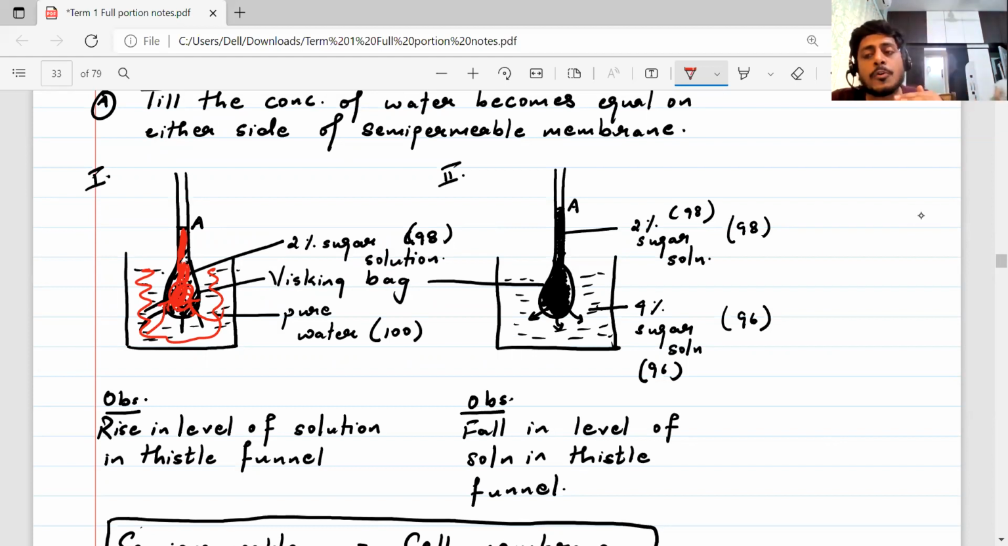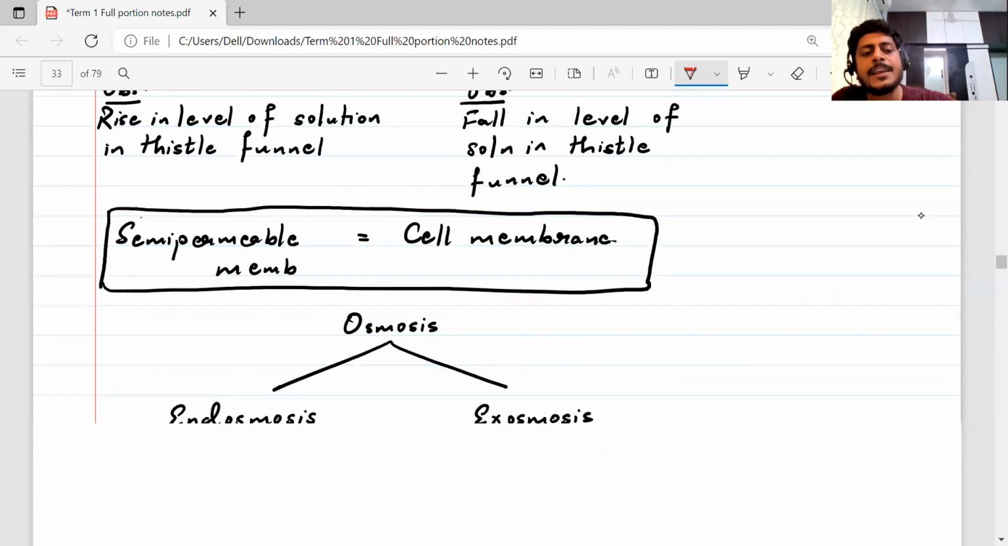When outside there is more water, water will move in. When inside there is more water, then water will move out. Water will basically move from its region of excess to its region of deficiency. If you're seeing a rise in the level of water, that means outside there was more water. If you're seeing a fall in the level of water in the thistle funnel, that means inside there was more water.